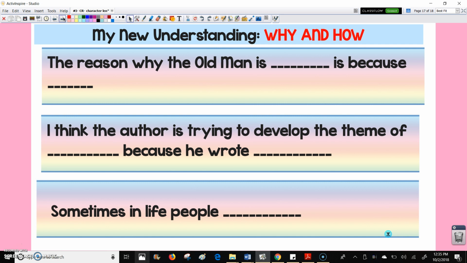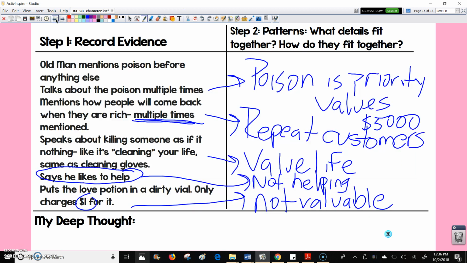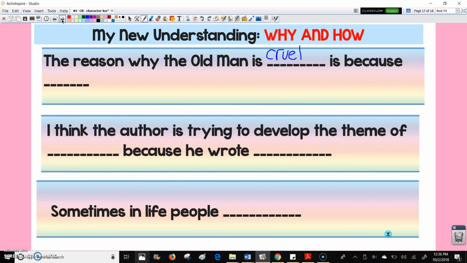uncaring, cruel. Would it be fair to say that he's cruel, looking back at that evidence? Yeah, I mean, I guess he is kind of cruel, right? He's not really helping. He's actually encouraging murder by selling this love potion that's terrible. The reason why the old man is cruel is because, why is he cruel? Because he wants to make money? I mean, that could be, but is that really a deep thought? It doesn't feel very deep. So I don't think this sentence frame is helping me analyze the old man.